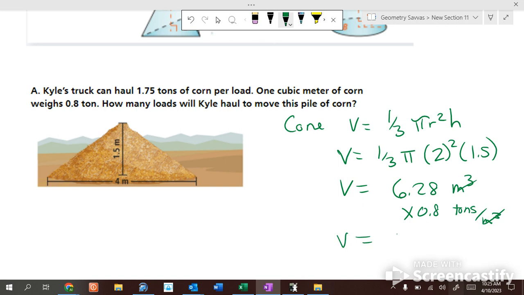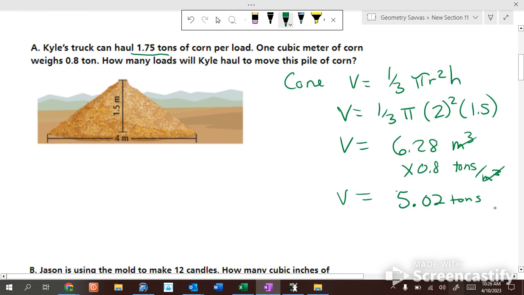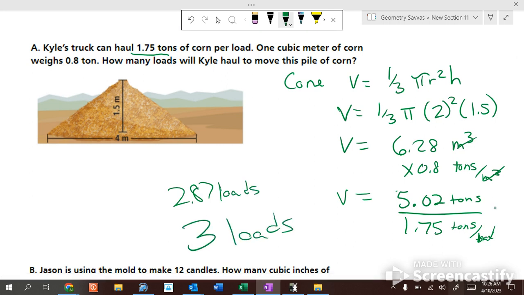What? 4 point something? 5 point something? 5.02 tons. Now, if his truck can haul this many tons at a time, what do we do with this 5.02? Divided by 1.75 tons per load. 2.87 loads. So it'll be 3 loads of corn.